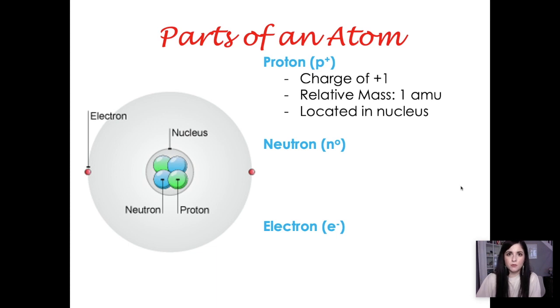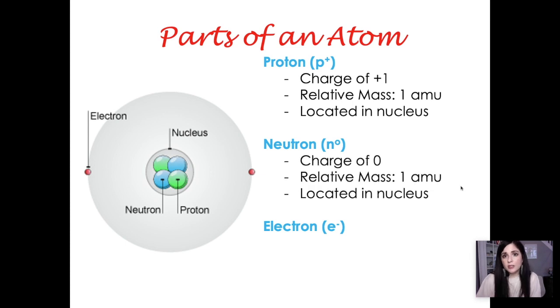So protons weigh 1 atomic mass unit, which if you remember, back from Chem 1, you did a couple of calculations with those, but you don't need to worry about that now. Protons, of course, are located in the nucleus, and something else you should know is that that's what defines an element. The number of protons is its atomic number. The number of protons in the nucleus tells us what element it is.